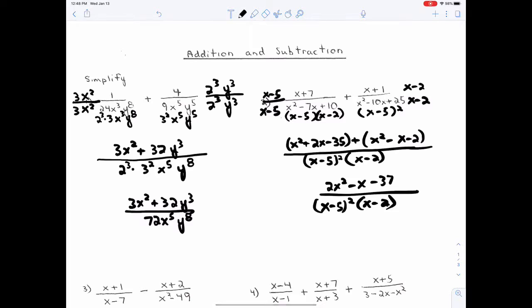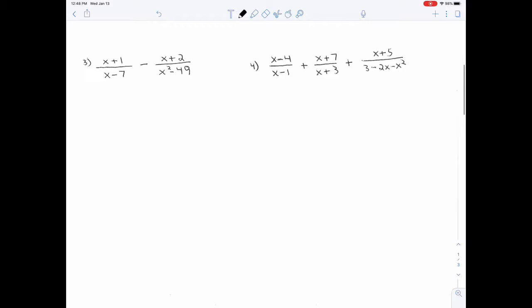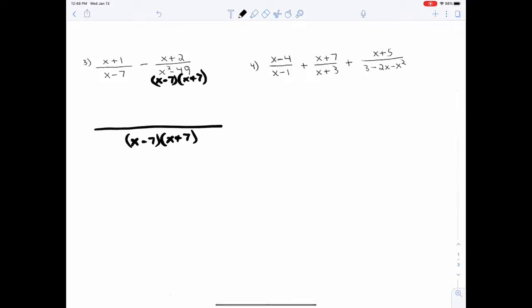Okay? All right, the next one. This is x minus 7 times x plus 7. So what's the common denominator? x minus 7 and x plus 7. Okay? So, now, what's missing from the first fraction that we see in the common denominator is x plus 7. So we're going to multiply top and bottom by x plus 7.